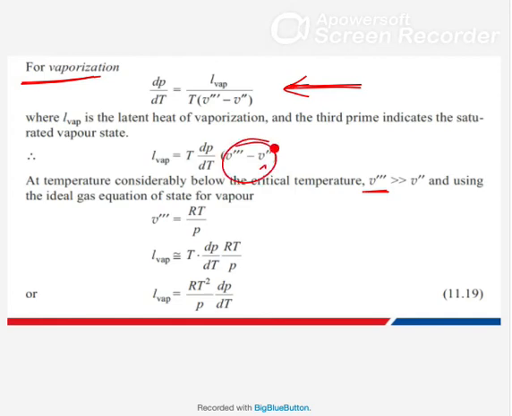So this will be positive. If this is positive, the slope will always be positive. That's why we are seeing that the curve is always positive. Slope is always positive.